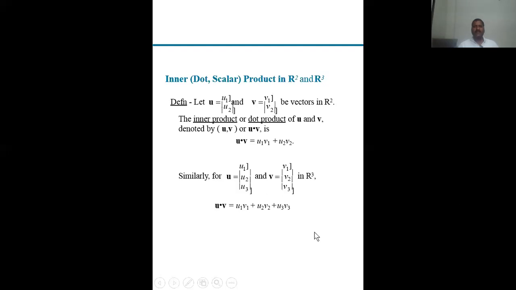Basically, it depends upon the dot product between two vectors. Dot product in a higher dimension is called inner product. Some call it a scalar product.